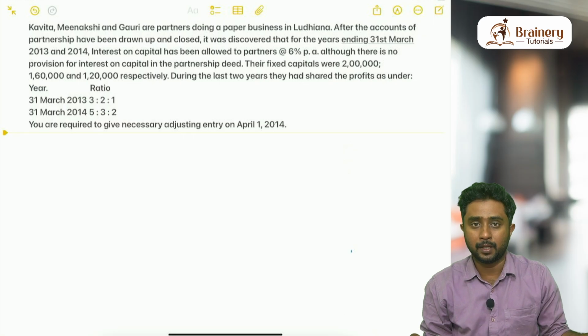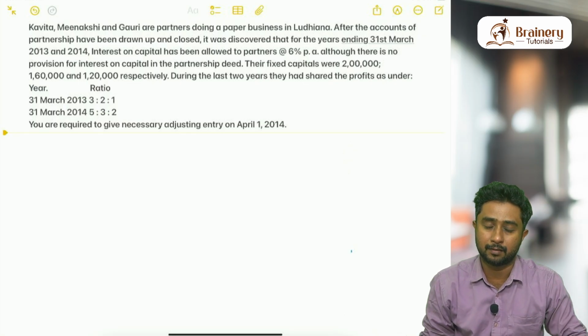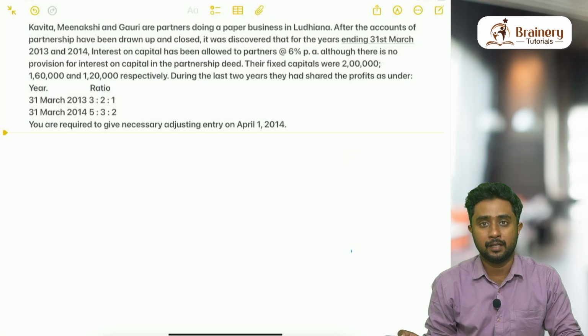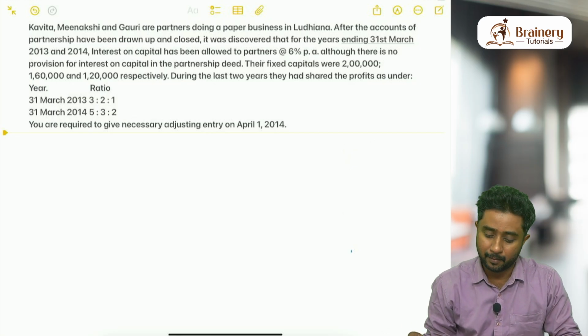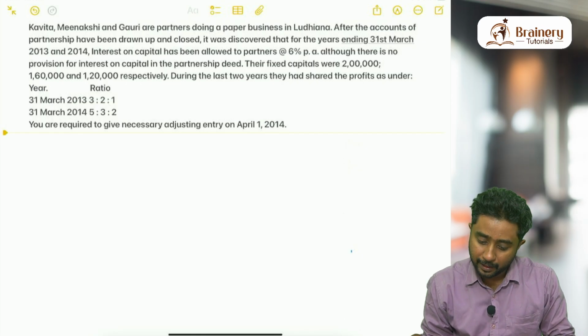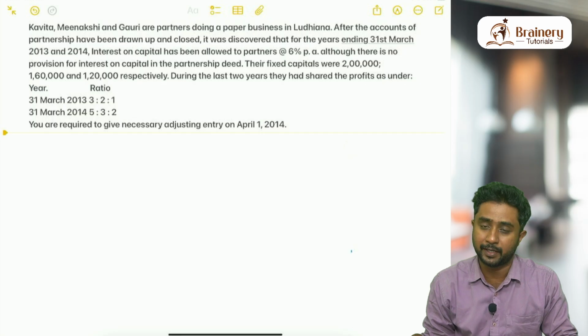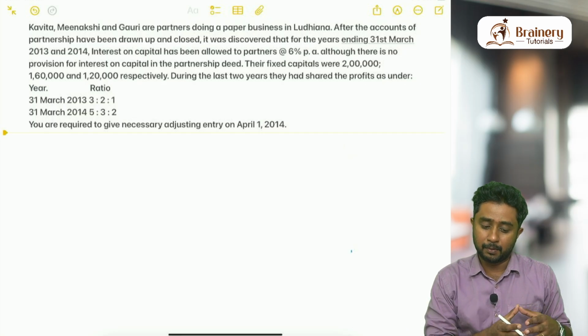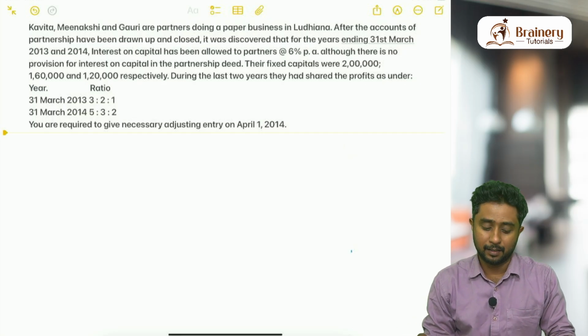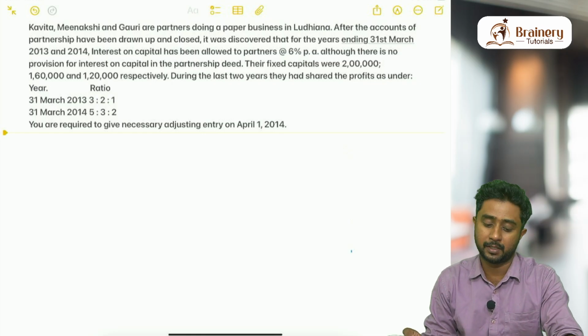So we are all aware that when there is no mention about the interest on capital in the partnership deed, then obviously they are not supposed to pay any interest on capital, but it has been already allowed to the partners. And next thing they are saying, profits were shared in the ratio of 3:2:1, 5:3:2. When they say about profits, remember that as of now they have not mentioned that the profit sharing ratio is wrong. They have mentioned this ratio.